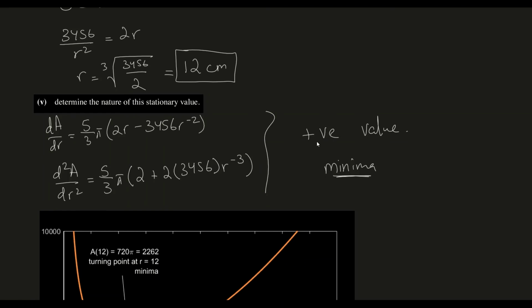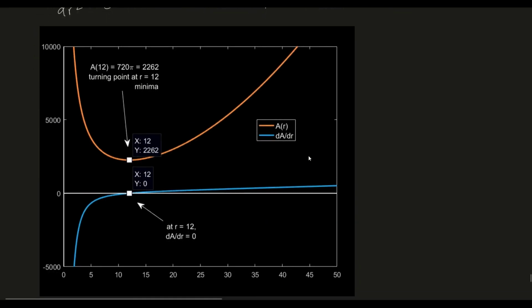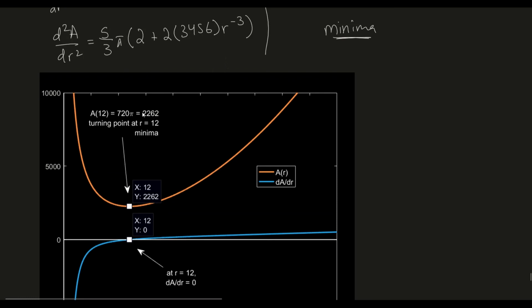I've also made a graph of these equations so we can have a look at it. So in orange, I have made the graph of area, and in blue, it's the graph of dA over dr. So as you can see, at r equals 12, we have dA over dr equals 0, and the area when r equals 12 is 720 pi that we found above, which equals 2262. The exact value is 2262 at r equals 12.